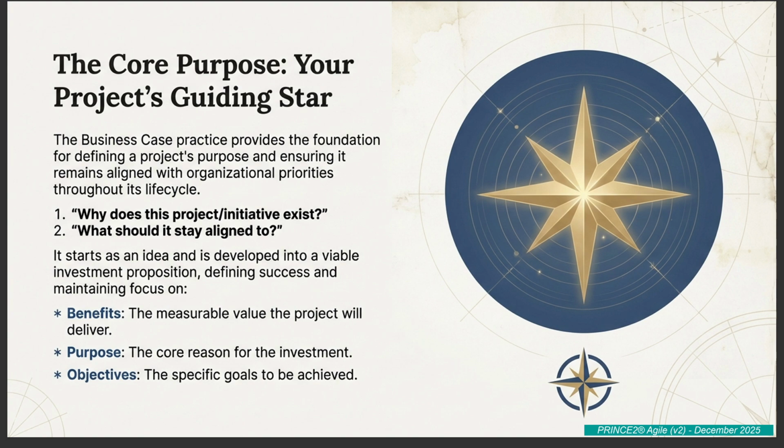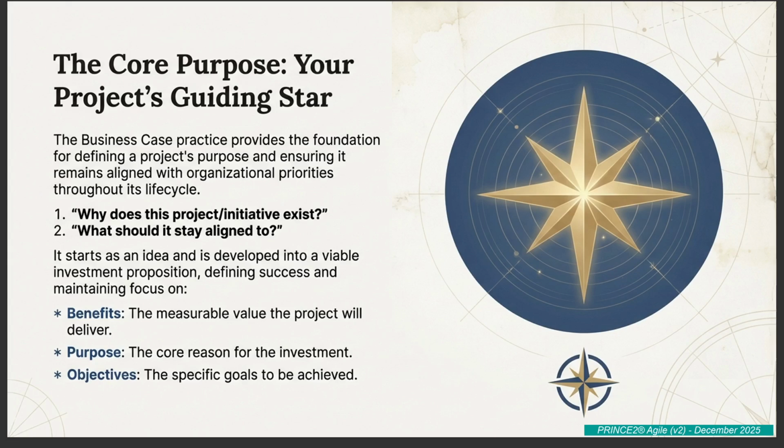Exactly. This is really just putting the most important PRINCE2 Agile principle into practice, which is continued business justification. I mean, you as the practitioner have to ensure that justification is true for the entire life cycle. Not just at the start. Oh no, every stage, every release, every single decision.